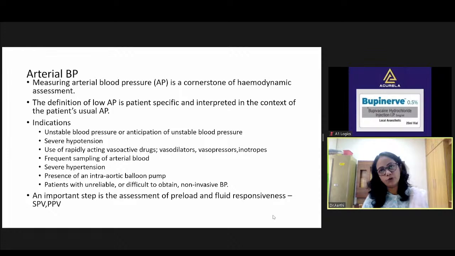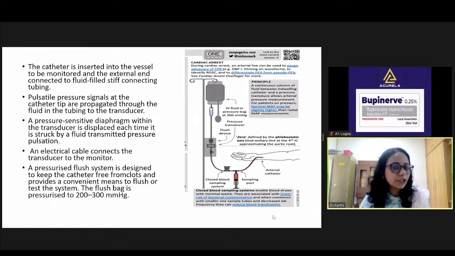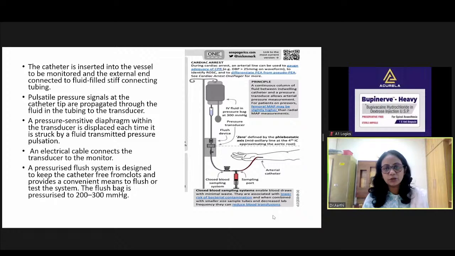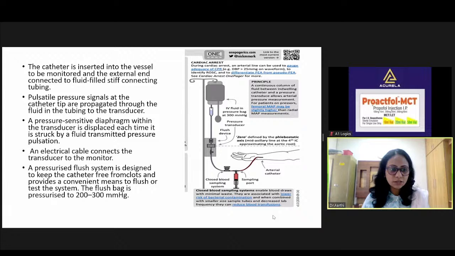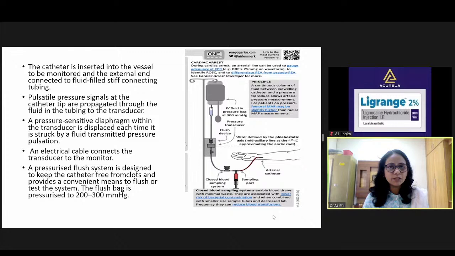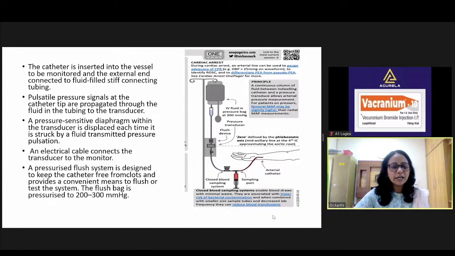So just to brush up on the arterial system, I'm not going to go into the details. It is a catheter which is inserted into an arterial access, either in the radial, brachial, femoral, etc., where it is connected to the fluid transducer system. That system has a pressure-sensitive diaphragm, which transmits the pressure changes to the monitor. And this is connected to a pressurized flush bag with a pressure of about 200 to 300 millimeters of mercury, to prevent clots and to allow the fast flush test.